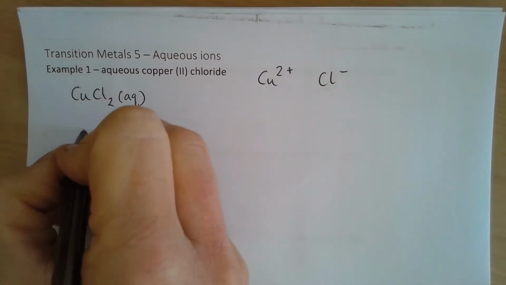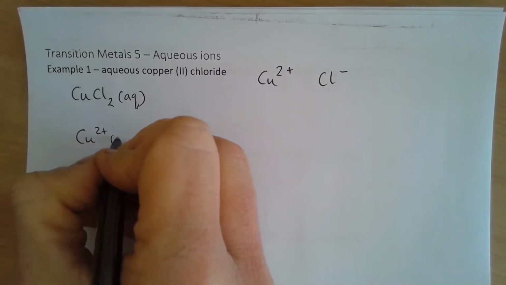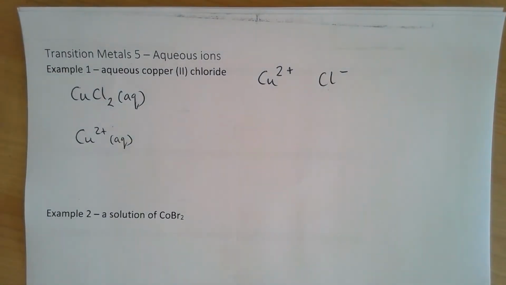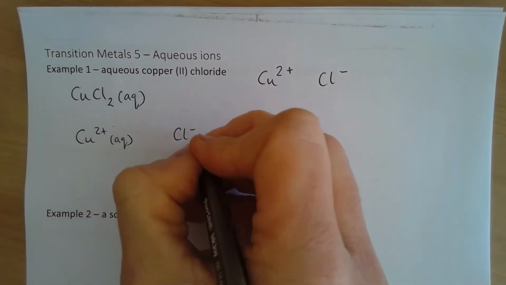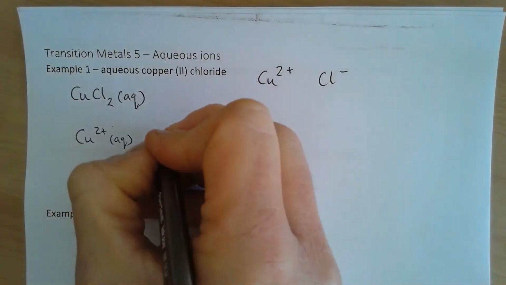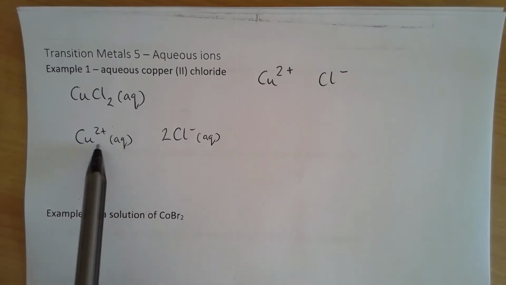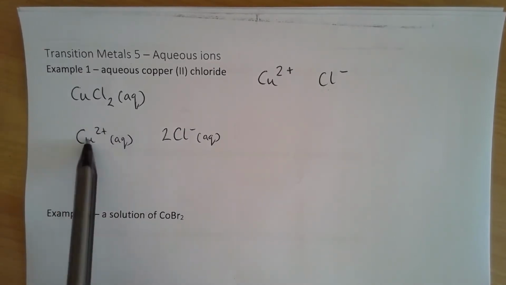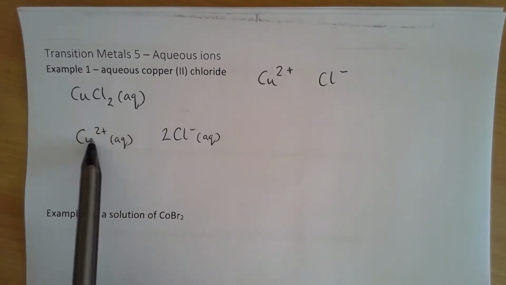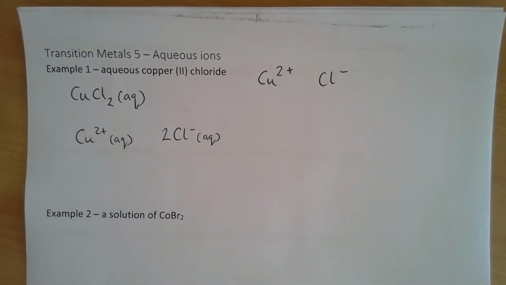When it's dissolved in water, the copper ions and the chloride ions separate from each other. So we dissociate in water, and we have aqueous Cu2+ ions, and for every Cu2+, we have 2 aqueous chloride ions.